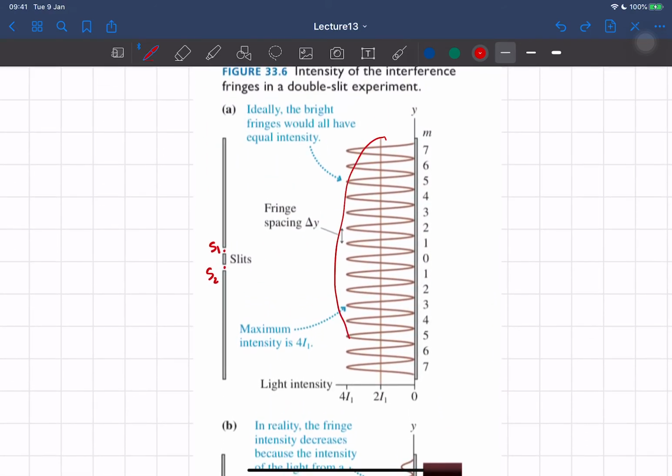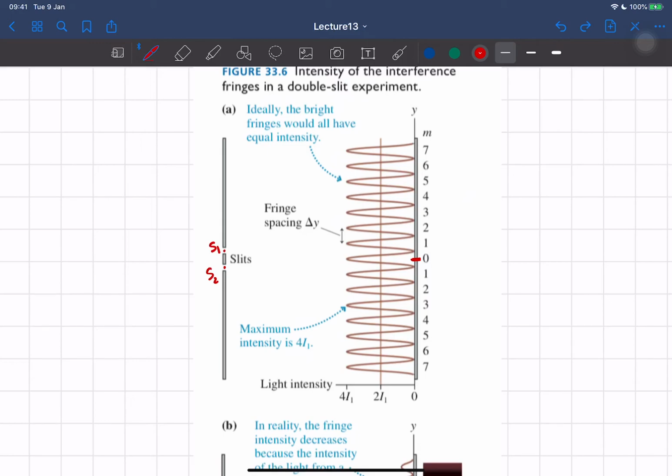And this graph here tells you the intensity at different positions on the screen. For example, at 0 here, the graph is largest, so that means it's the brightest in terms of the light intensity on that screen. Okay, so this is what this graph means here.